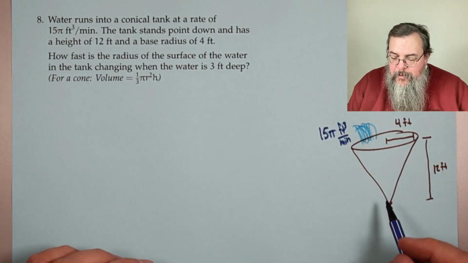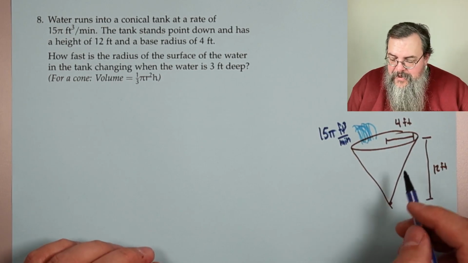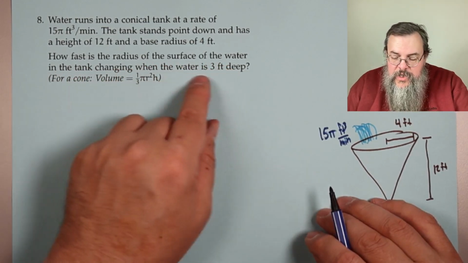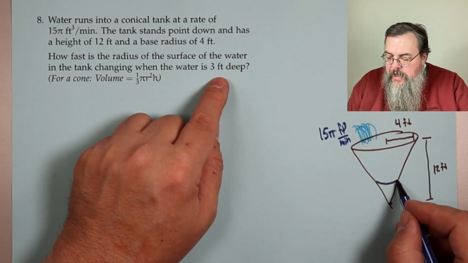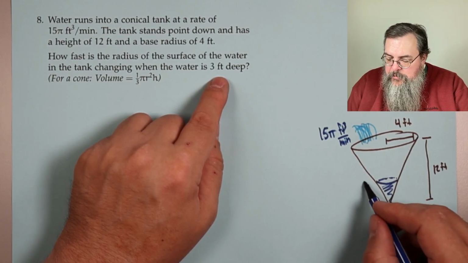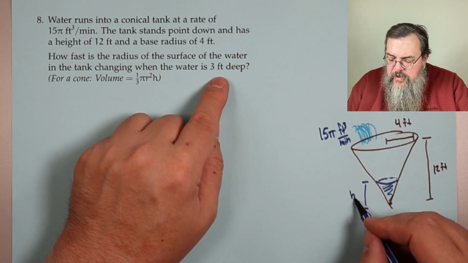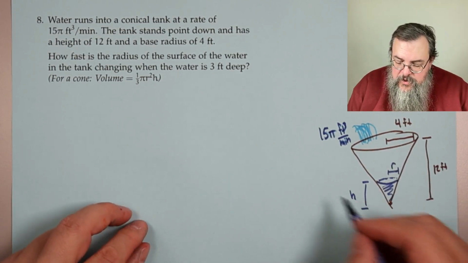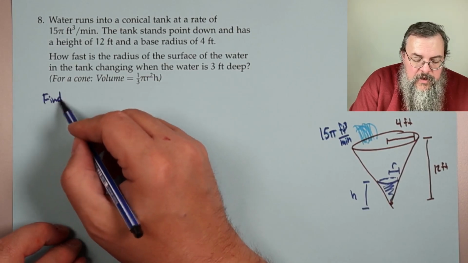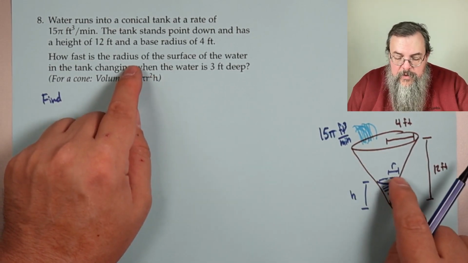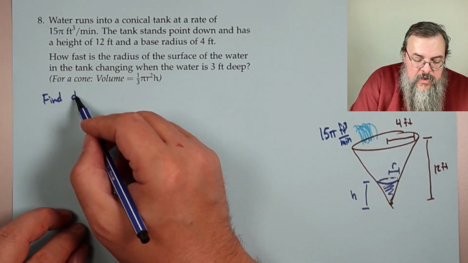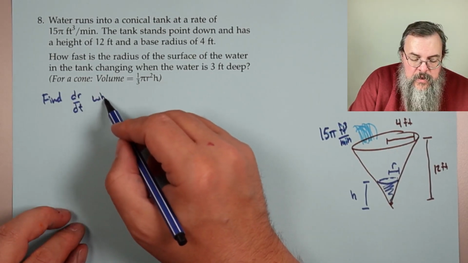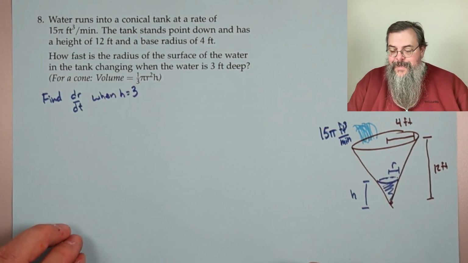If water's coming in, the water level's going to be going up. So what do we have? The question: how fast is the radius of the surface of the water in the tank changing when the water is 3 feet deep? Down here there's some water, but right now it's changing. There's some height to it, h, and some radius to it, r. So our goal is to find how fast the radius of the surface of the water is changing. So we're trying to find dr/dt when h equals 3.